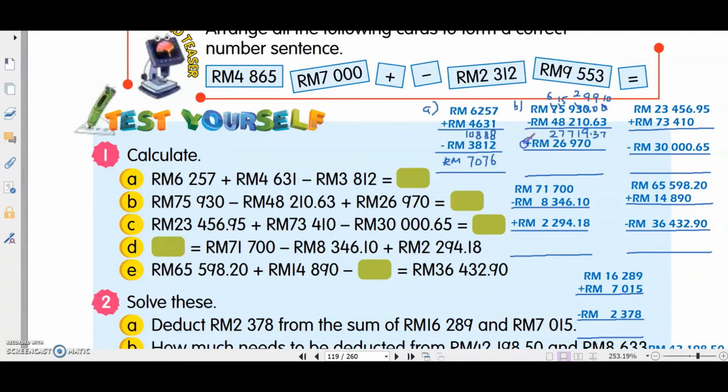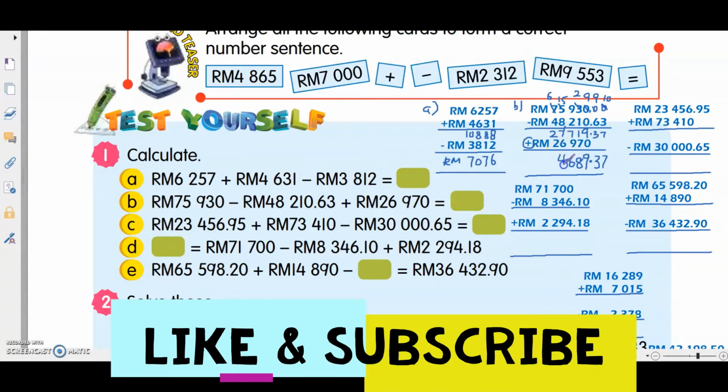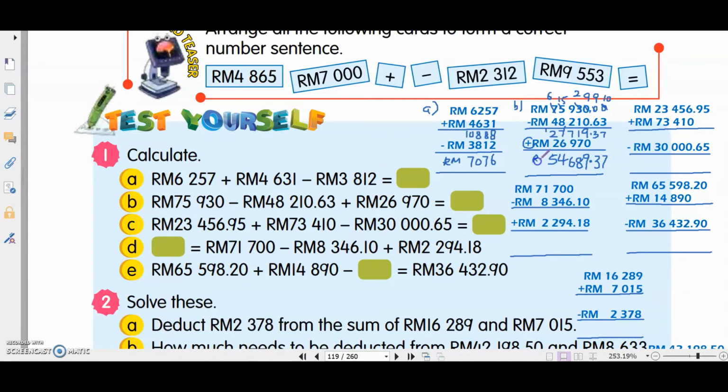Okay, then we plus. Plus 7 plus nothing is 7. 3 plus nothing is 3. Decimal point. 9 plus 0 is 9. 1 plus 7. 7 plus 9, 16. You write 1 here. 1 plus 7, 8. 8 plus 6, 14. 1 plus 2 plus 2 is 5. So your answer is 54,689 ringgit and 37 cents.